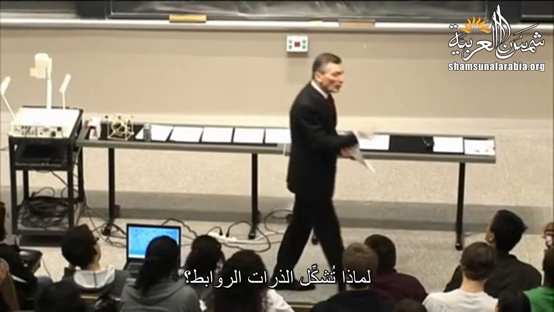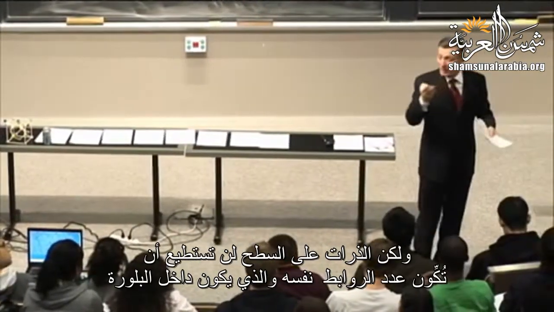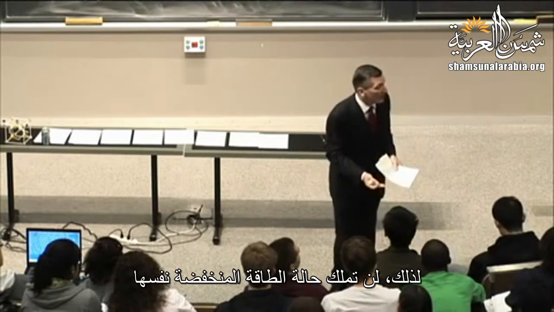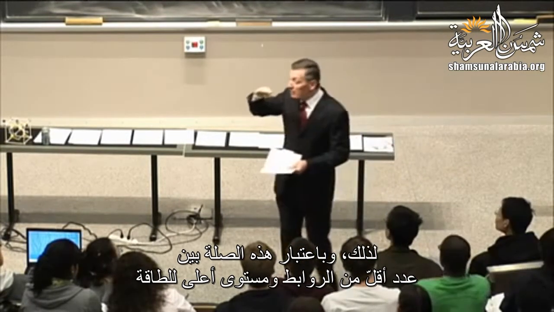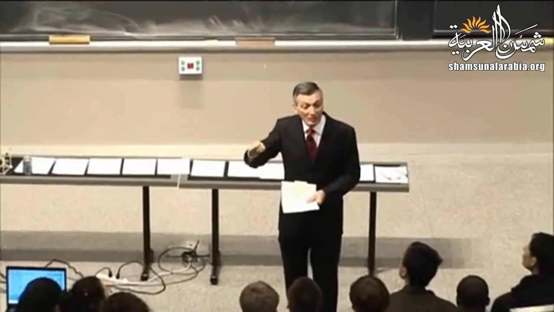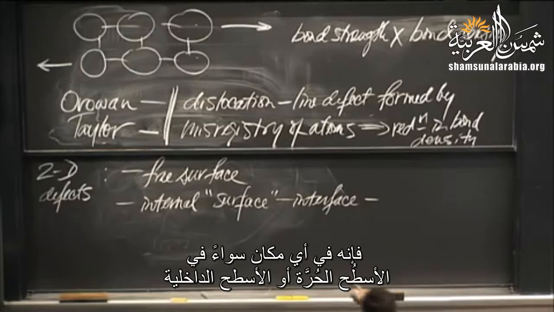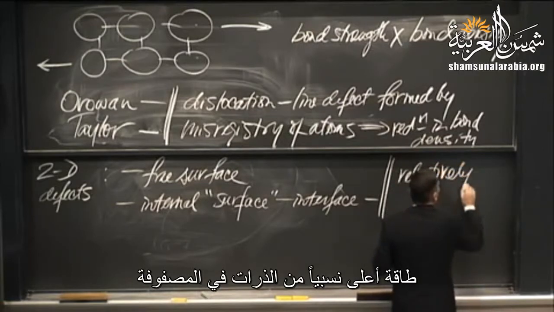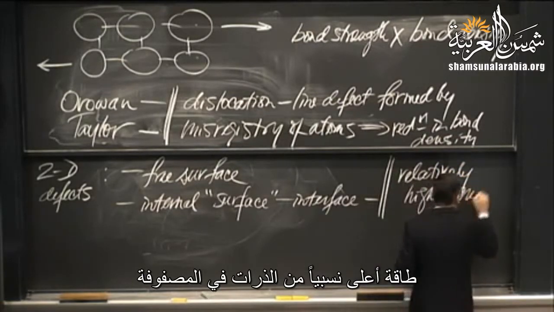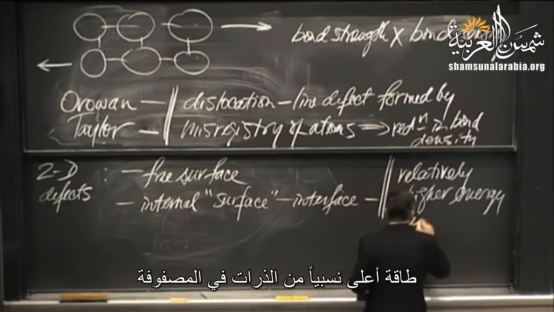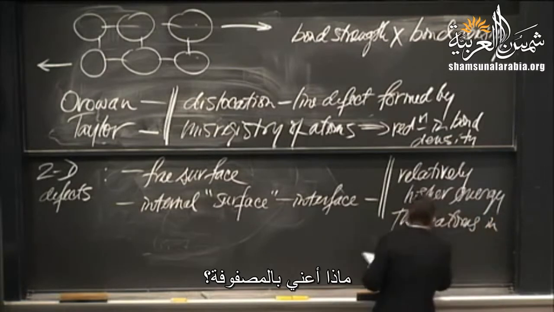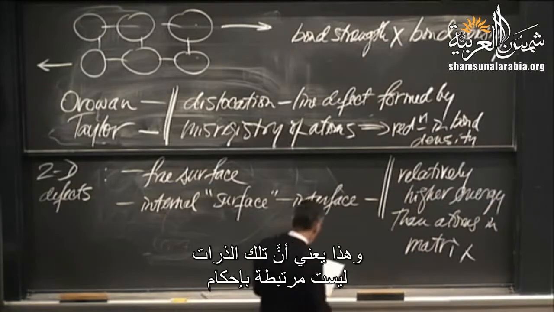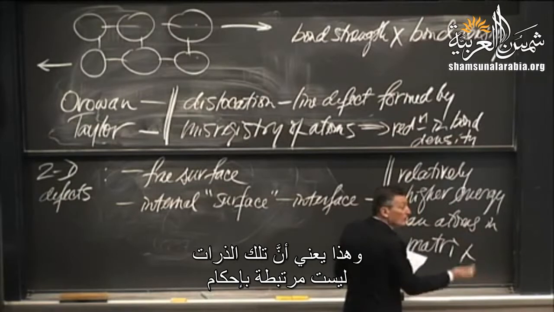Why do we form bonds? We form bonds in order to lower the energy of the system. But axiomatically, the ones at the top can't form the same number of bonds, so they are not in the same low energy state. So once you get the connection between a lower number of bonds and a higher energy state, then any place, free surface or internal surface, is going to be relatively high energy, relatively higher energy than atoms in the matrix. What do I mean by matrix? In the middle of a crystal, in the matrix. That means it's not quite as tightly bound.